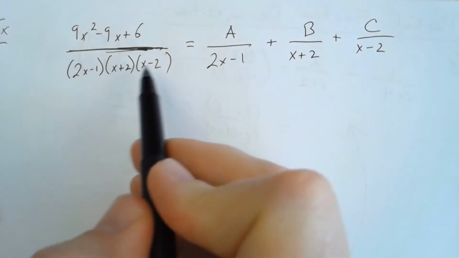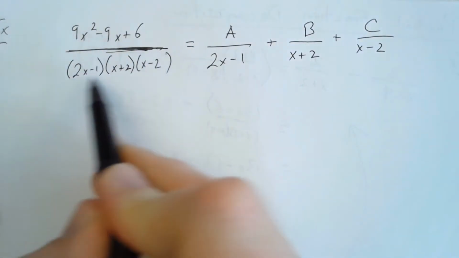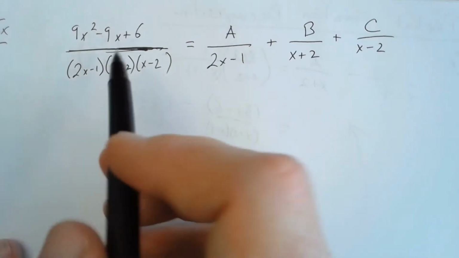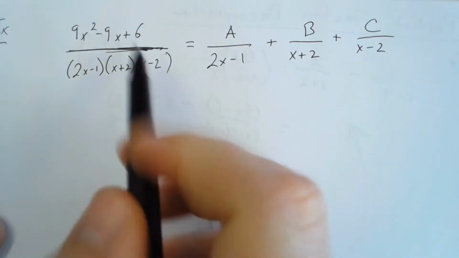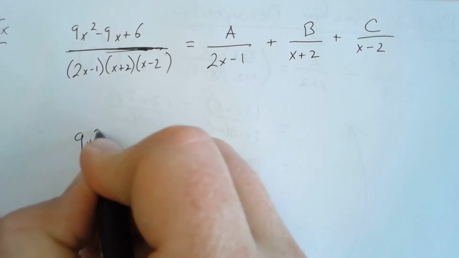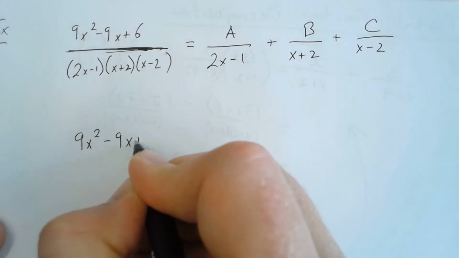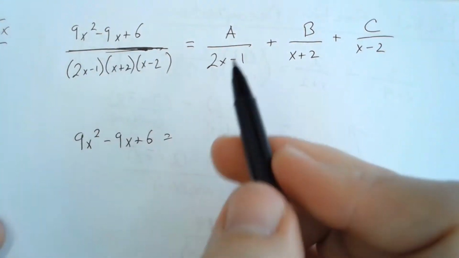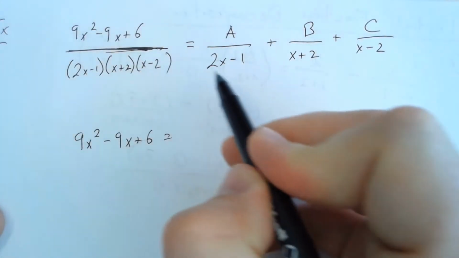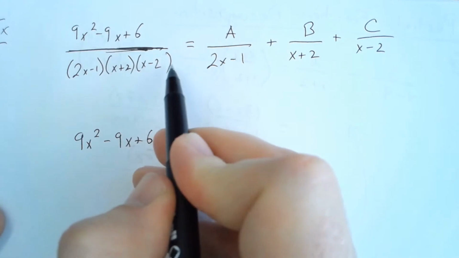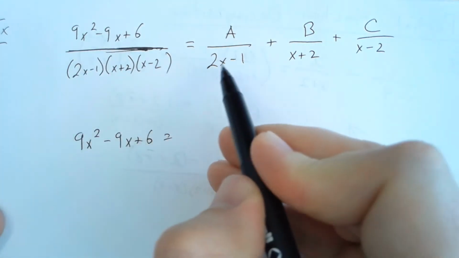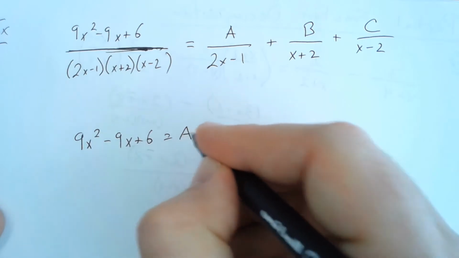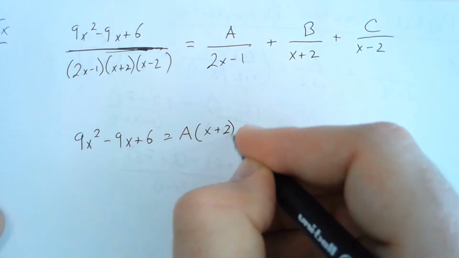I'm going to multiply both sides by the common denominator. The original denominator in the original problem is the common denominator. So I will multiply this whole side by that denominator, canceling out that entire denominator, giving me this. Let's go through this step by step. If I multiply this thing right here by this thing down here, the 2x minus 1 will cancel out with the 2x minus 1, leaving me with A times the other 2 factors.